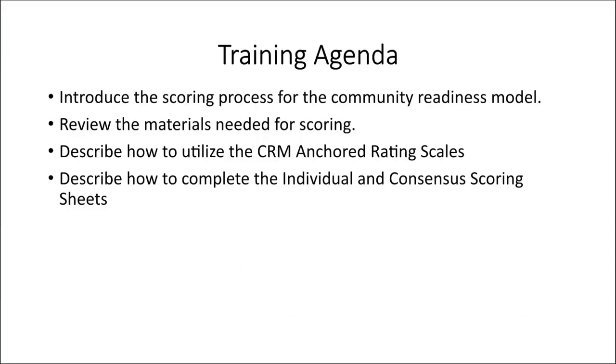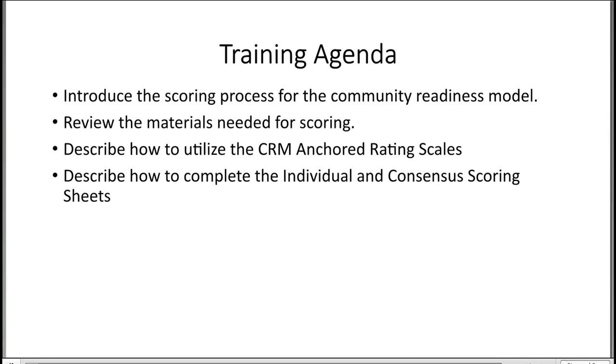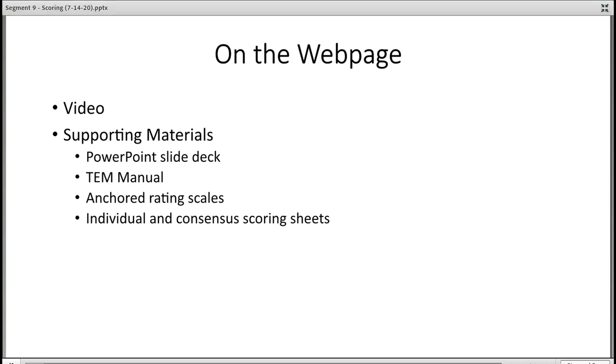Welcome to Segment 9 on scoring your CRA interviews. This training segment is designed to support the CRA scoring teams in each community, as well as project managers. We will introduce the scoring process for the community readiness model. We'll review the materials you need for scoring. We'll describe how to use the anchored rating scales, and describe how to complete the individual and consensus scoring sheets.